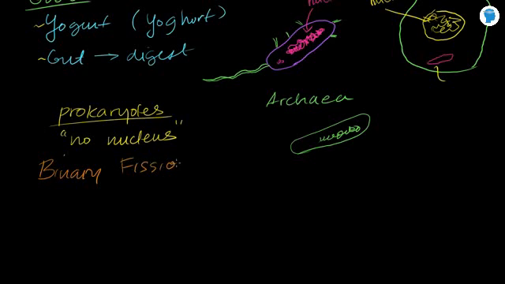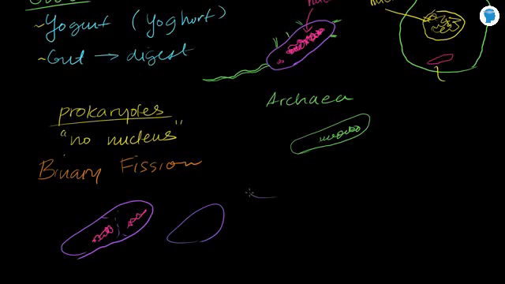I'm not going to go into the deep mechanism here, but the idea is fairly simple. I have a bacteria right here. It replicates its DNA, so it'll have these nucleoids here, and then the cytoplasm essentially splits. It's kind of a form of cleavage right there. It splits, and then you have two of them.